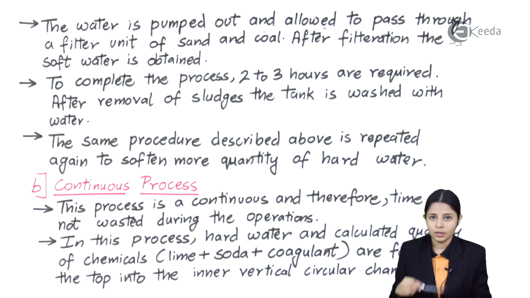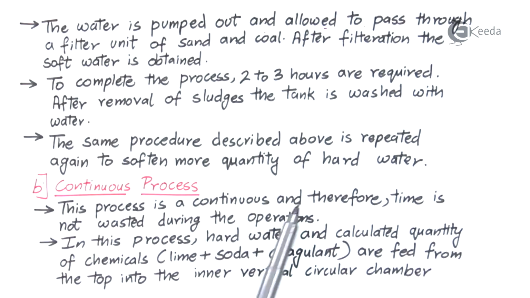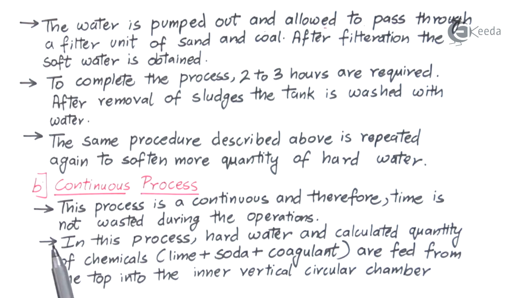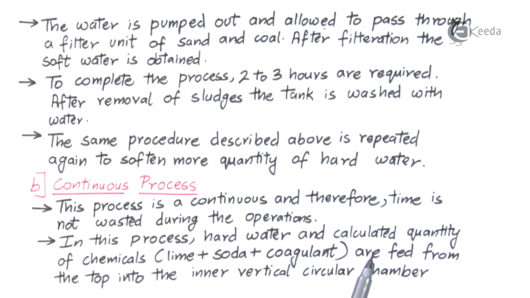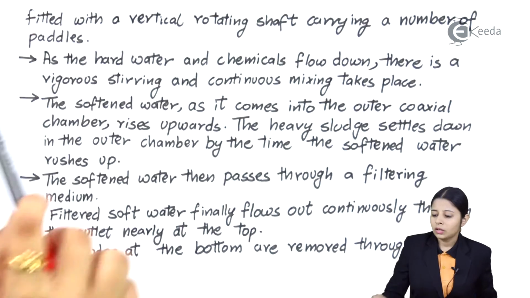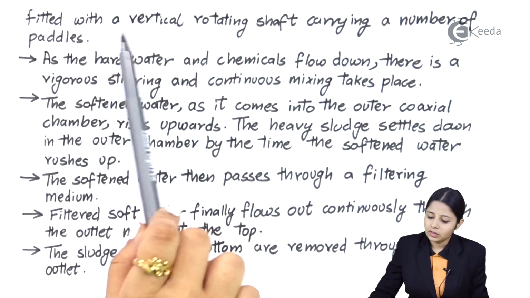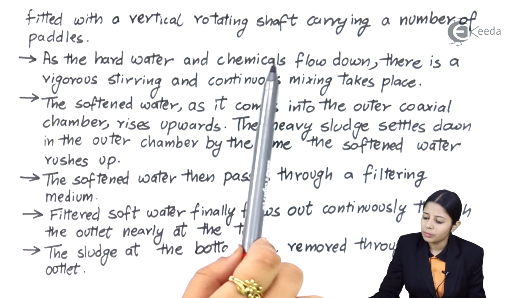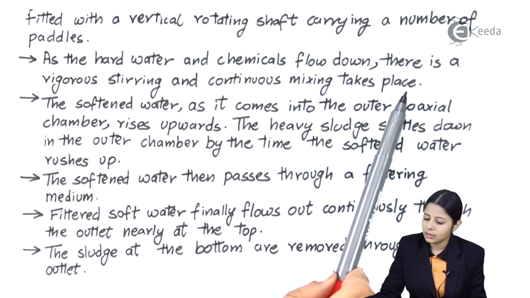Now we look at the second process, which is the continuous process. This process is continuous and therefore time is not wasted during the operations. In this process, hard water and a calculated quantity of chemicals, that is lime, soda, coagulant, are fed from the top into the inner vertical circular chamber, fitted with a vertical rotating shaft carrying a number of paddles. As the hard water and chemicals flow down, there is vigorous stirring and continuous mixing takes place.